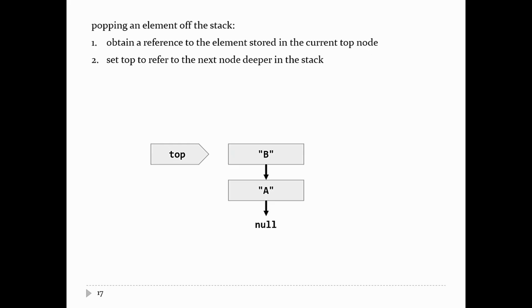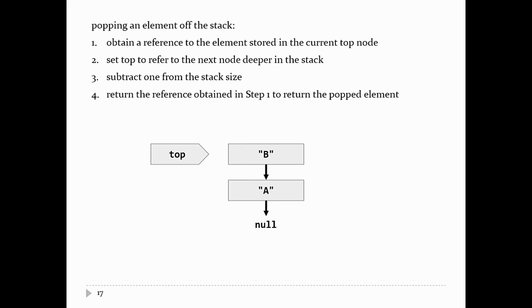The top node is going to go away. We don't have to do anything special in Java to make it go away. It's going to go away on its own. We've removed one element from the stack, so we're going to decrease the stack size by 1. Now don't forget we have to return that element that was sitting in the top node back to the caller, which is why we remembered it in step 1. So I'm going to return the reference obtained in step 1 back to the caller so that the caller knows what the popped element was.